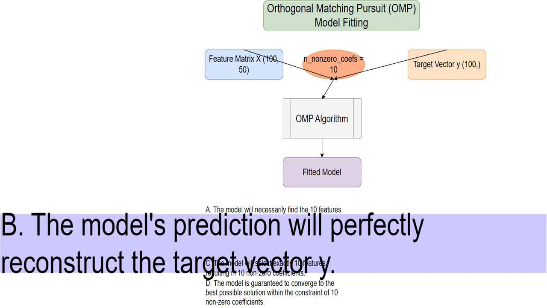OMP is an approximation method. Even with 10 features, it's unlikely the model will perfectly predict the target. Think of it like trying to fit a curvy line with just 10 straight line segments. You get close, but not perfect, and the quality of the fit depends on the data.